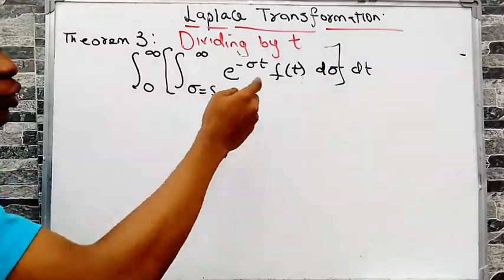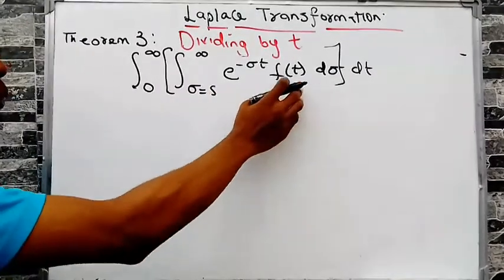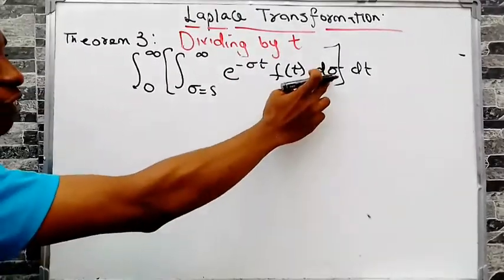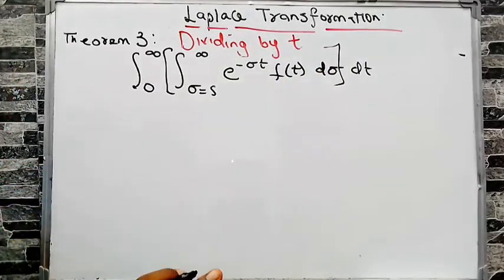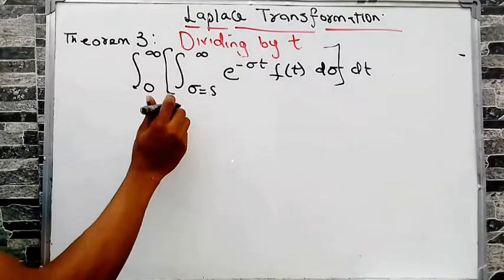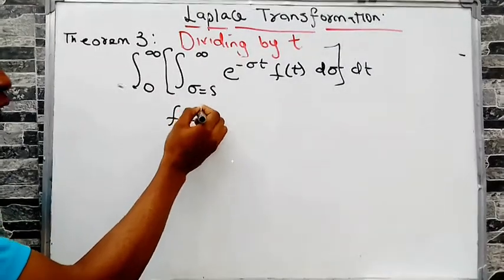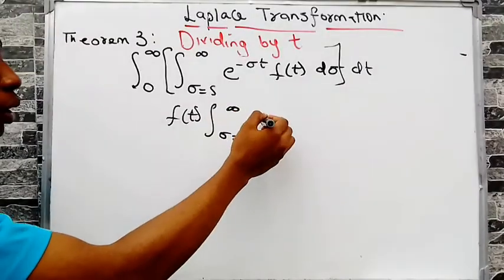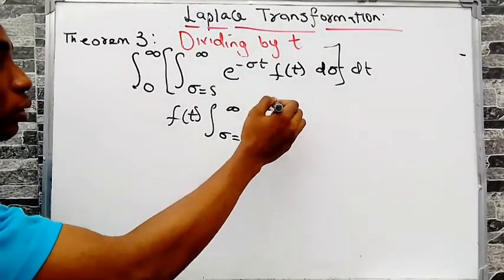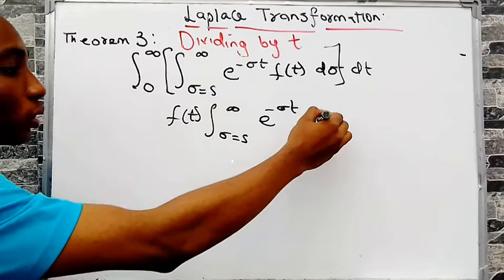So integrating this with respect to this, right? Since I'm integrating with respect to this variable here, I don't need this function of t. This function of t, I write it as a constant. Taking this function of t to the front of the integral sign, we have the function of t times the integral from s to infinity of exponential minus this variable times t, with respect to this variable, right?